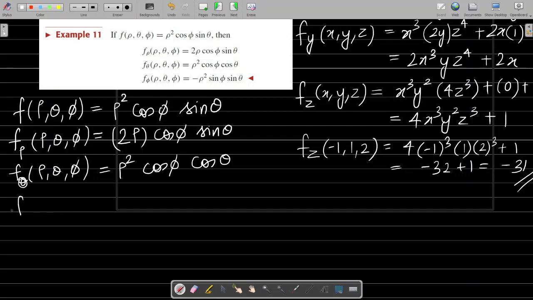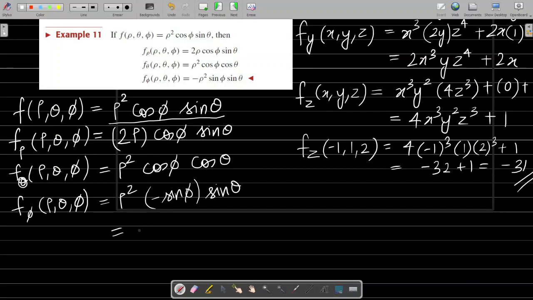Now similarly, when we find f phi of rho theta phi, you must understand rho and theta are constants. So rho square into, what is dou by dou phi of cos phi? It is minus sine phi, into sine theta. Our original function is this one. Rho square into dou by dou phi of cos phi is minus sine phi into sine theta. So this can actually be written as minus rho square sine phi into sine theta.